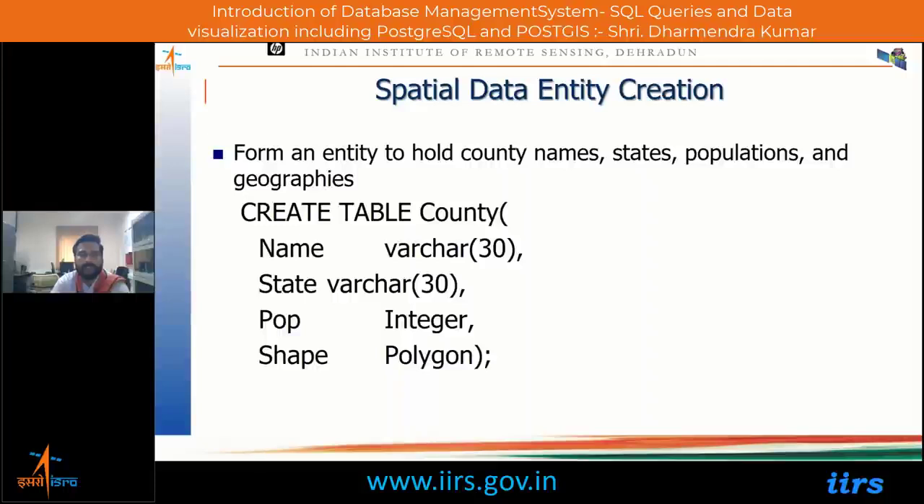Spatial data entity creation: like we have created a table for student records, in the case of spatial data we have to create a record for a country. So create table, name, state, population, shape. Here, the other three items, name, state, and population, are common types of variables which are used in relational databases also. But the shape format is different. It's a polygon, which is not generally used in relational database models. So what we have to do is create a special database model for this and store the polygon.